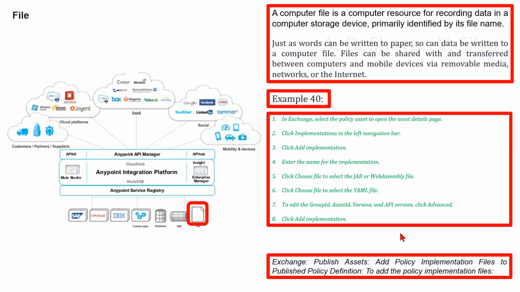Before adding the policy implementation file, ensure that the policy definition asset is in the stable state. To add the policy implementation file in Exchange, select the policy asset to open the asset details page. Click implementation in the left navigation bar. Click add implementation. Enter the name for the implementation. Click choose to select the jar or WebAssembly file. Click choose to select the YAML file. Click edit group ID, asset ID, version, and API version. Click advanced. Click add implementation.